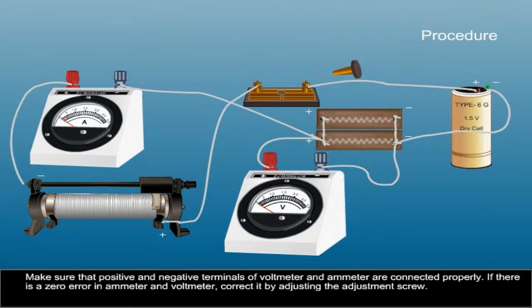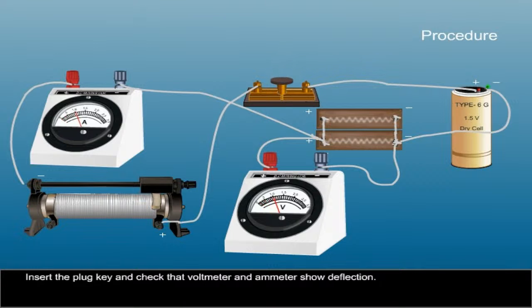Make sure that positive and negative terminals of voltmeter and ammeter are connected properly. If there is a zero error in ammeter and voltmeter, correct it by adjusting the adjustment screw. Insert the plug key and check that voltmeter and ammeter show deflection. Adjust the slider of the rheostat such that the ammeter shows deflection of 0.15 ampere.